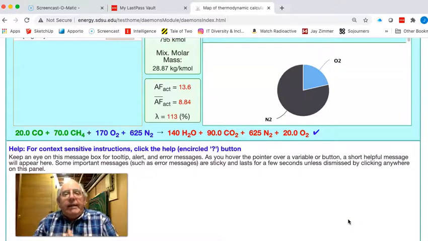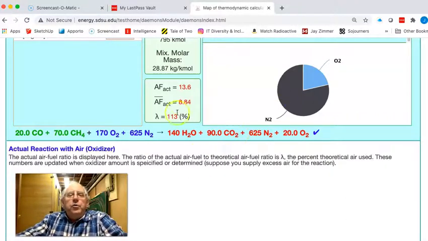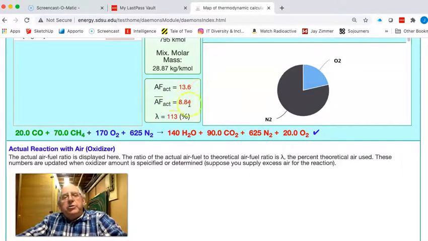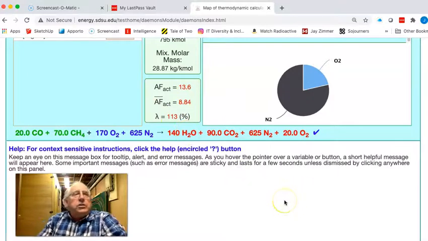And that then is the true answer to the question. So the true air to fuel ratio on a molar basis is these two added together divided by these two added together. And so you see that it's really like 13% excess air.